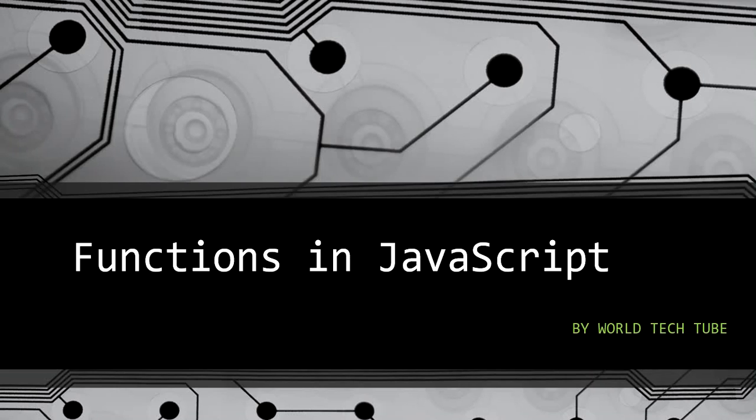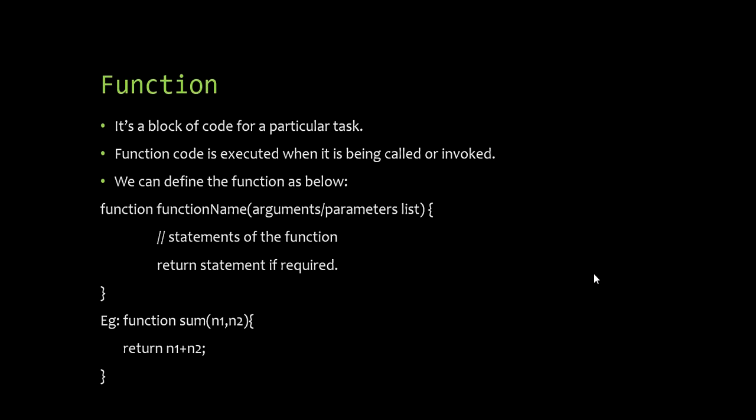Let us try to learn what are the functions in JavaScript. So just like in any other programming language, it is a block of code for performing a particular task, and the function code is executed when it is being called or invoked.